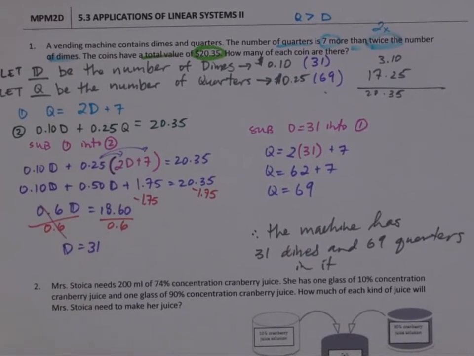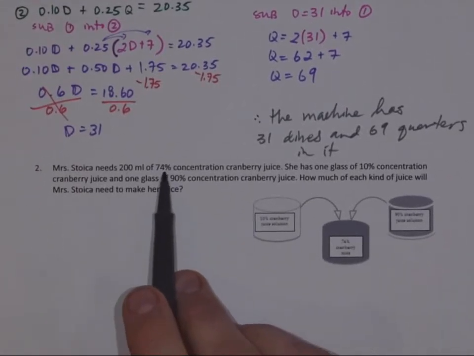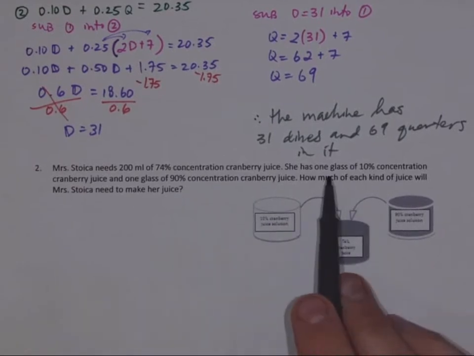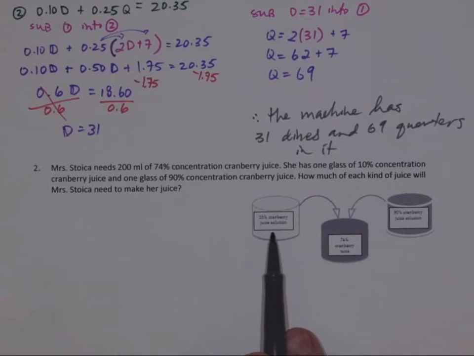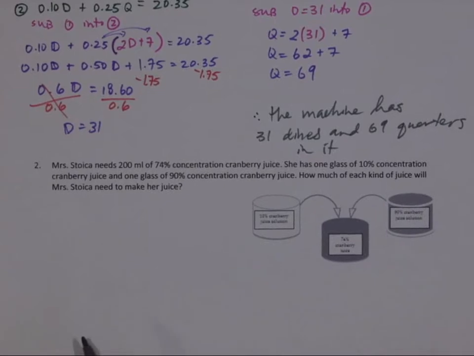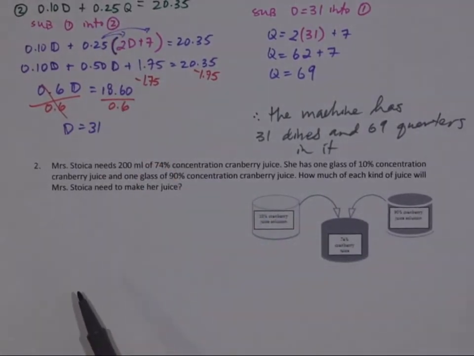So let's do a second example. We need 200 milliliters of 74% concentration cranberry juice. To make that mixture, we have 10% cranberry juice, and 90%. If we mix them 50-50, it wouldn't be 74% concentration. So it's the same sort of thing, it's how much it's worth, or the concentration this time instead of the actual dollar value of a coin. So how much of each kind of juice?